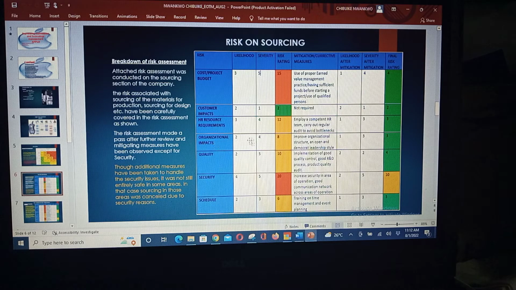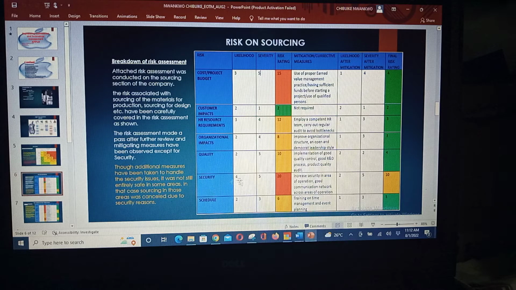Organizational impact, the same thing has also been conducted, and it is down to 3 after mitigation. And quality, it was also conducted. It gave us 10, not possible to do. After mitigating measures like implementation of good quality control, good research and development process, product quality audit, etc., we are also down to 4.